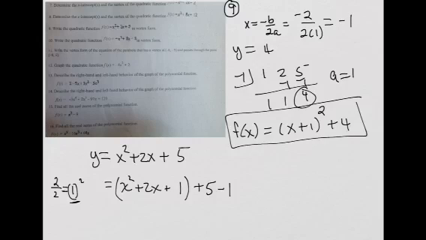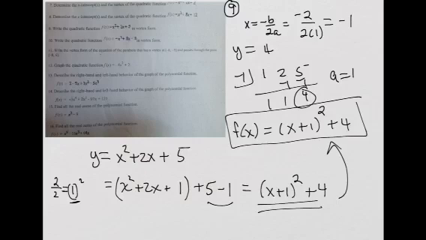Okay, so that when you simplify this line right here, you get this back. Since I added 1 here, I have to subtract it here. And then I factor what's in the parentheses, that gives me x plus 1 squared, and then I combine these two, 4. Same exact thing.